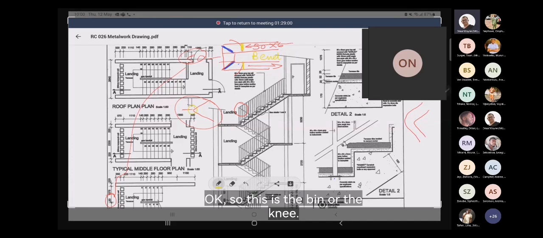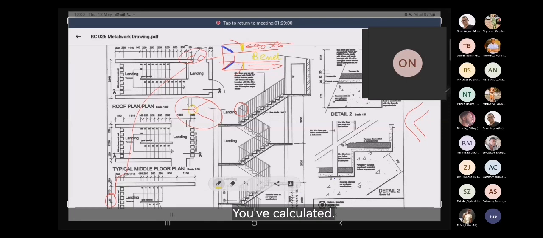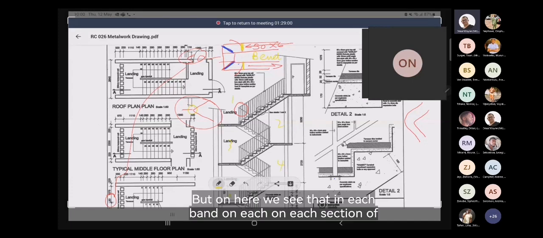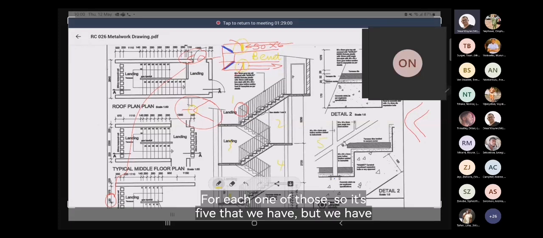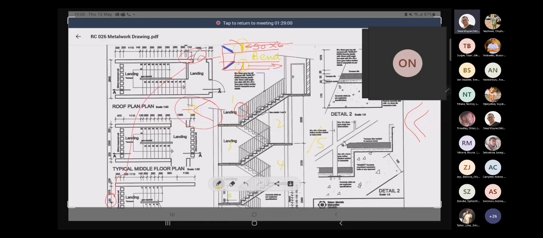Okay? So this is the bend or knee to last. And how many do we have of those? We've calculated, and we've seen that there is 5. That's 1, 2, 3, 4, 5. But on here we see that on each bend, on each section or change, we have 1, 2. So each one of those, so it's 5 that we have, but we have 2 at each knee or ramp. Does that make sense?